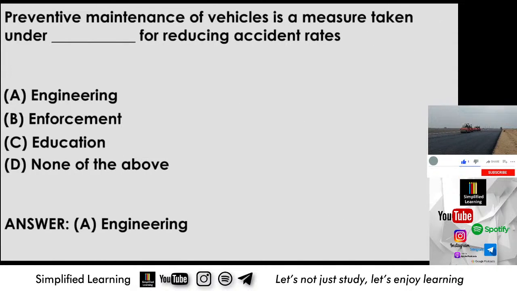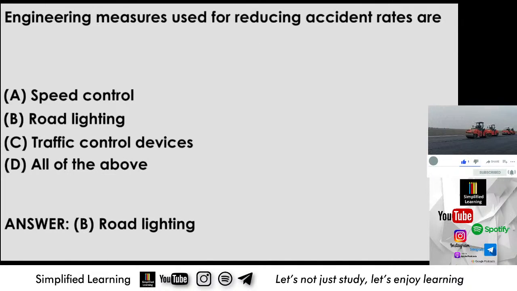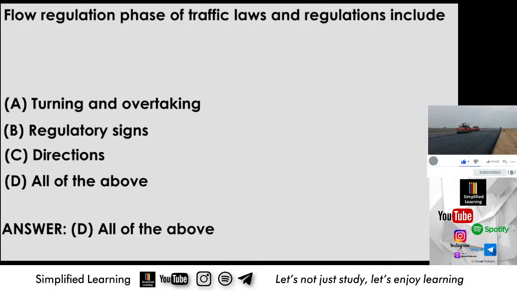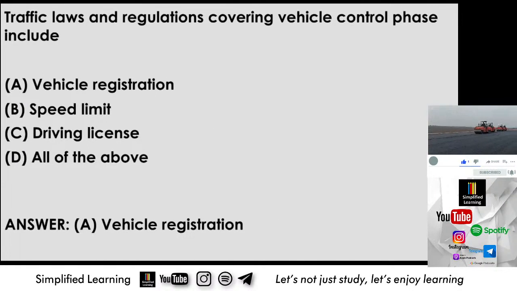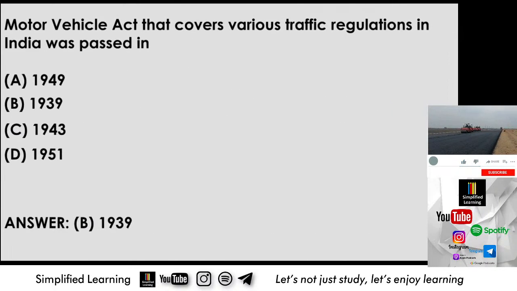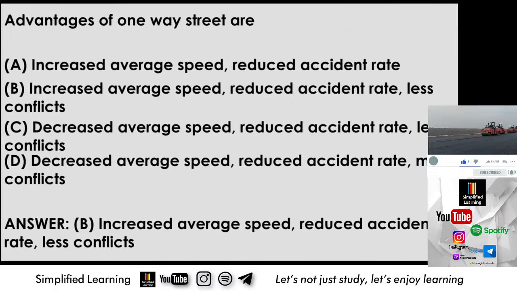Preventive maintenance of vehicle is a measure taken under engineering for reducing the accident rates. Engineering measures used for reducing accident rates include road lighting. Then the flow regulation phase of traffic laws and regulations includes turning and overtaking, regulatory signs and directions as well. Traffic laws and regulations covering the vehicle control phase include vehicle registration. The Motor Vehicle Act that covers various traffic regulations in India was passed in the year 1939.